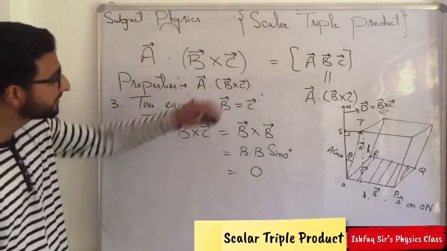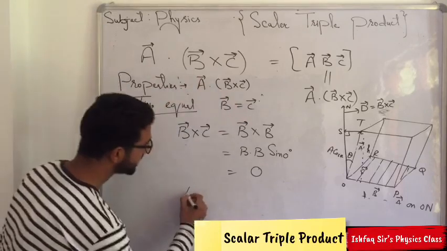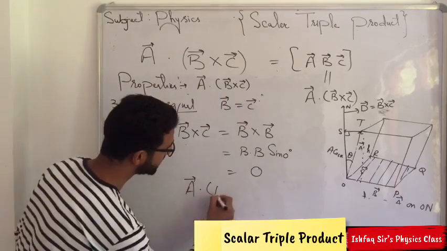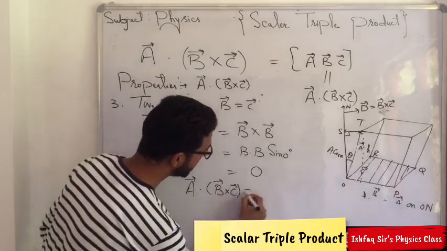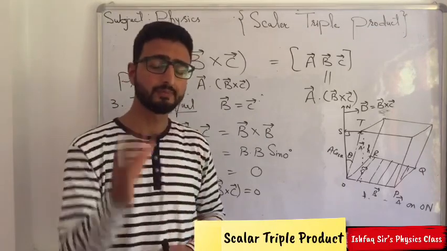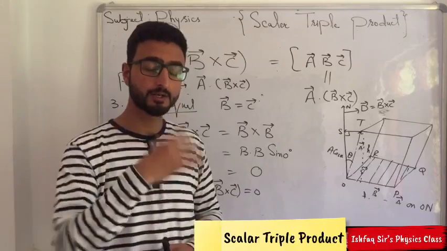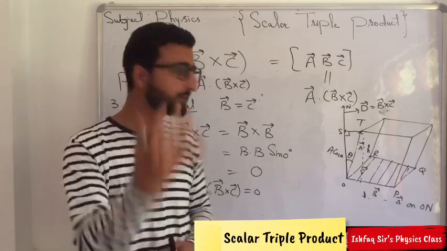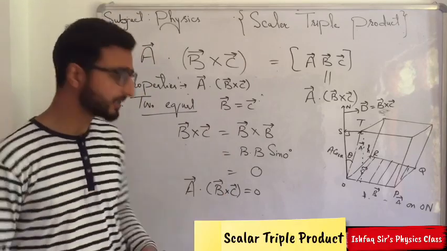Now you can see, if the two vectors are equal, again their scalar triple product is equal to 0. So A dot of B cross C is again equal to 0. So if three vectors are coplanar, STP is equal to 0. If two of the vectors are parallel, scalar triple product is equal to 0. And if two of the vectors are equal, then again the scalar triple product is equal to 0.